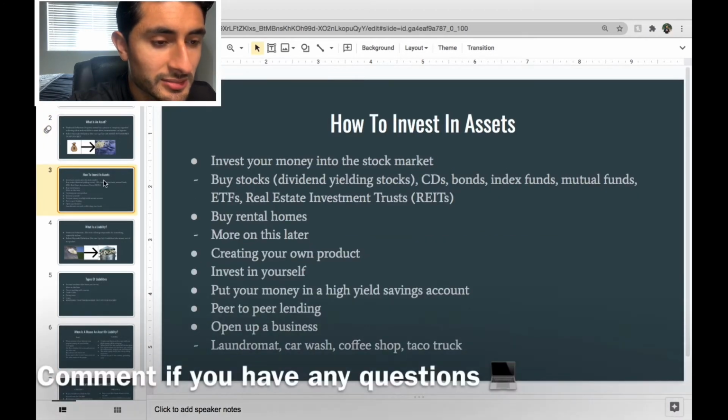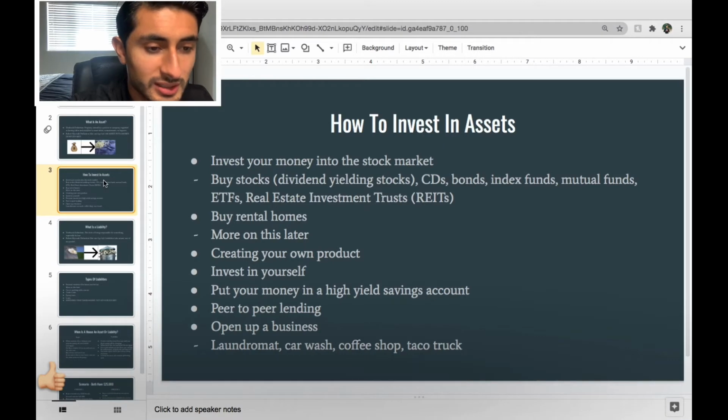These are just some examples of how to invest in assets. The first one, and I feel like this is the easiest one to do, would be to invest your money into the stock market, either by buying individual stocks, buying them low and selling high, or buying dividend yielding stocks, which I'm going to make a whole video about. There are also CDs, bonds, index funds, mutual funds, ETFs, and real estate investment trusts, also known as REITs. I'm going to make separate videos on all of these examples and go into more detail. But these are assets because they are all going to be giving you back money. They're going to put money into your pocket, which is what an asset does.